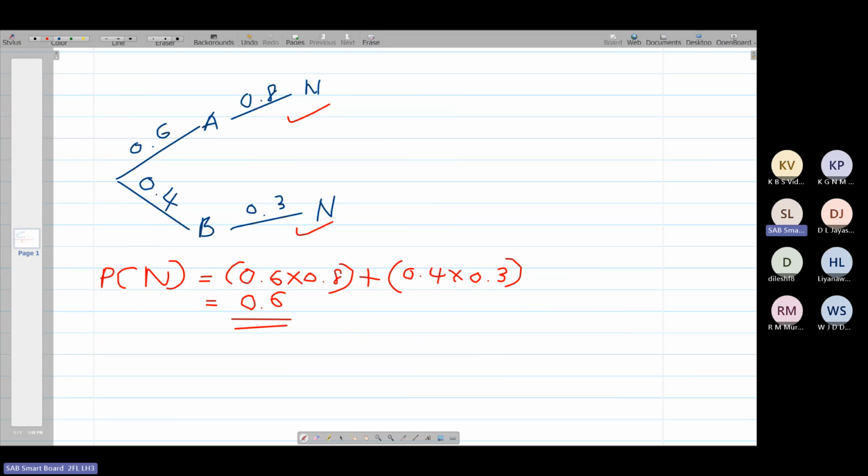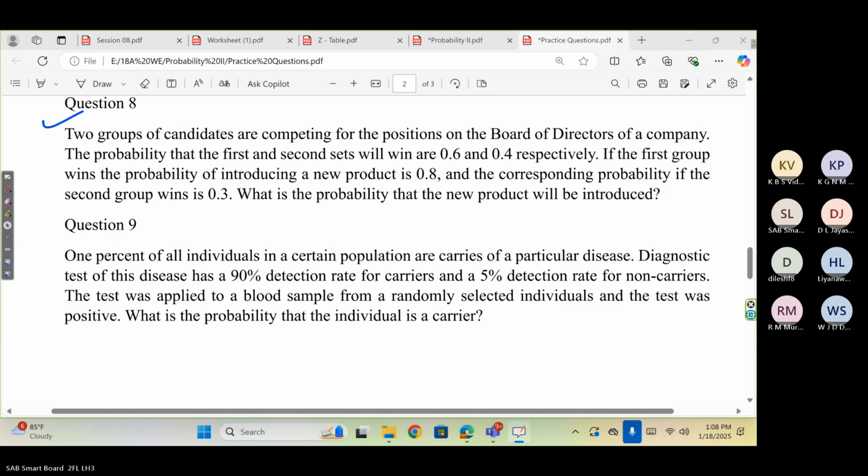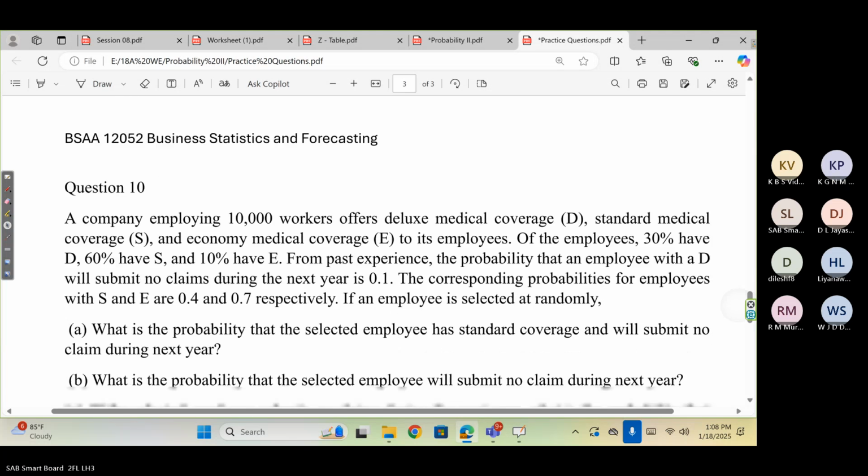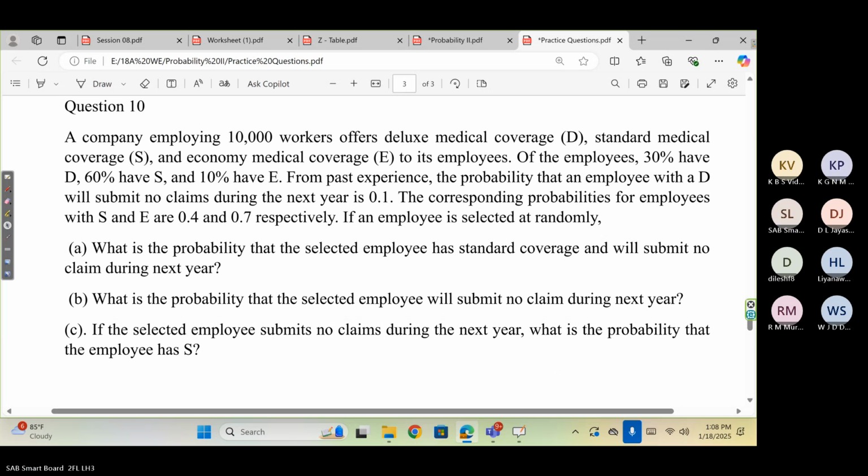Is it clear? Okay, then the question asks to find the revised probability. It means Bayes theorem. Clear? Then this section is okay. Understood? Okay, then shall we move into the next question? Then you will try question number 10.